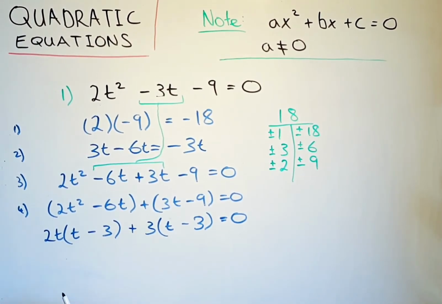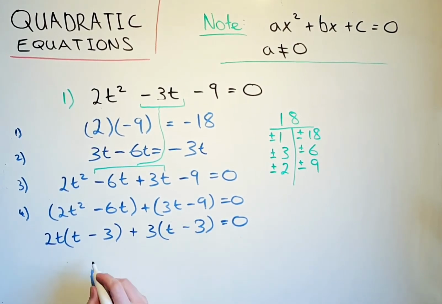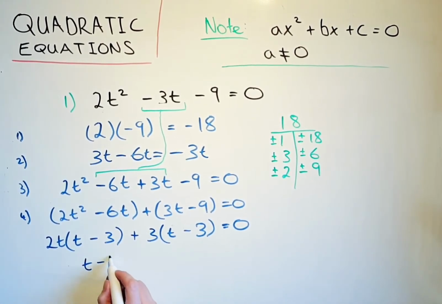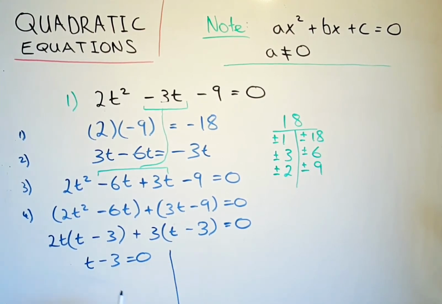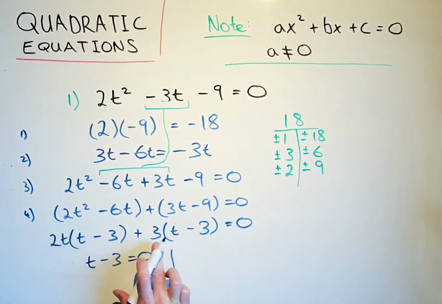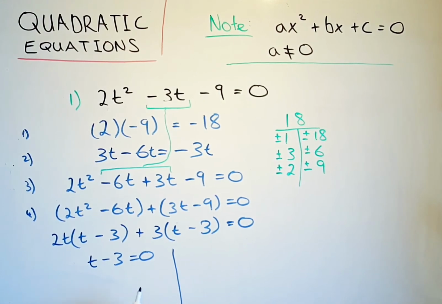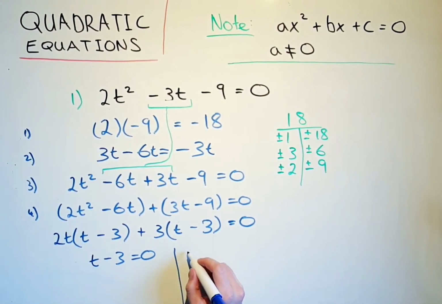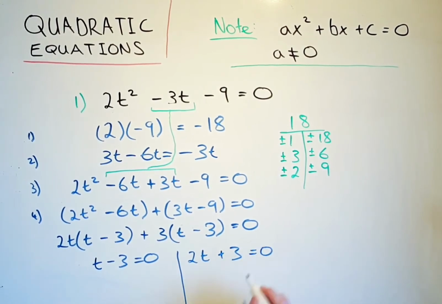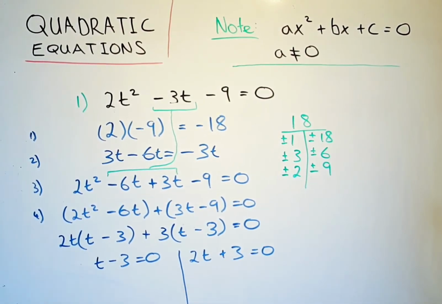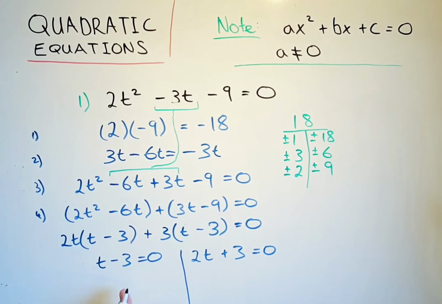So we can see here that there's a t minus 3 that's common to both groupings. So what we can do is we can take that out and we let it equal to 0. So we have a t minus 3 equals 0, but then we also have the coefficients of each grouping we need to set equal to 0 as well. So that's the 2t plus 3. 2t plus 3 equals 0.